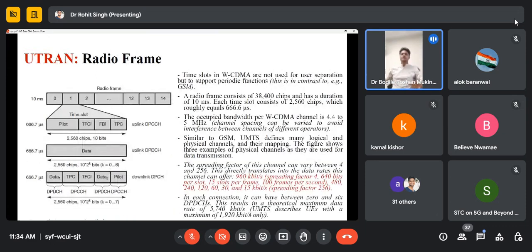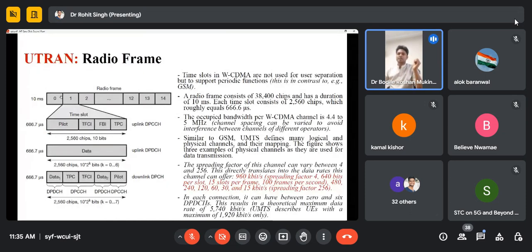Now, this is the frame structure of UTRAN. We have already gone through the frame structure of the second generation communication system. This slot frame is also very similar to the second generation frame, but in this case we have a frame duration of 10 millisecond. In the previous case we had a frame duration of 4 point something millisecond, divided into 8 time slots, but in this case the users are not orthogonalized in the time domain. In this case users are orthogonalized in the code domain.